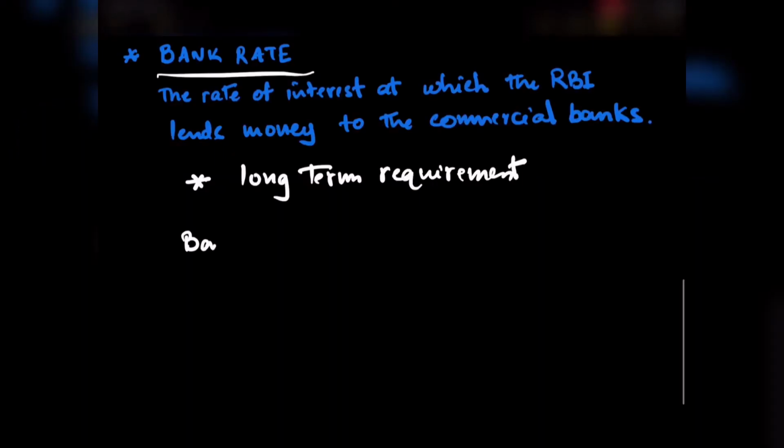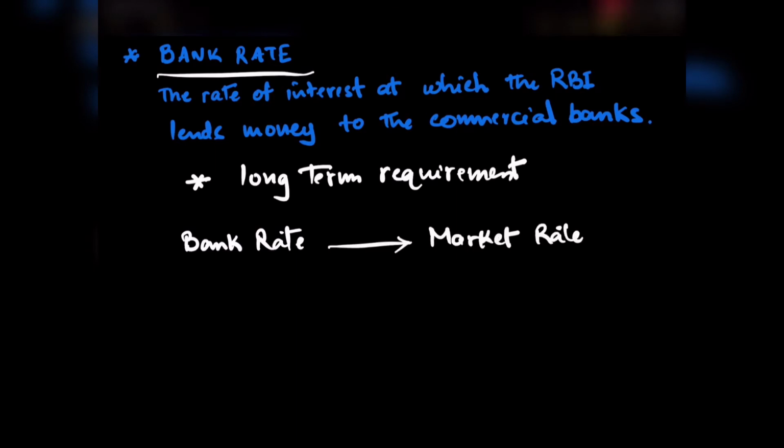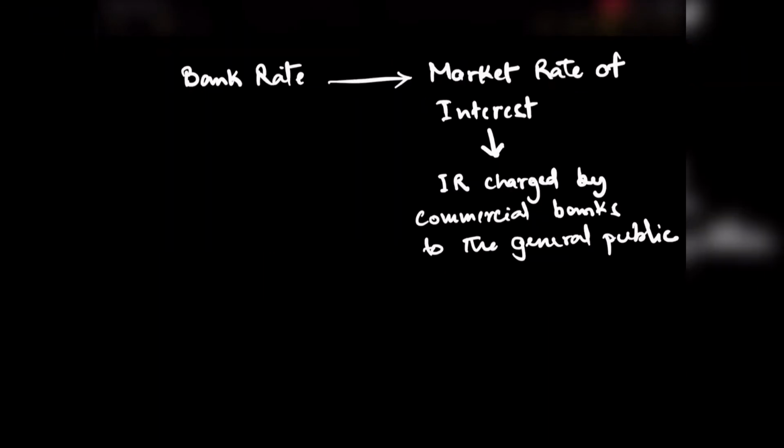And the bank rate influences the market rate of interest. Now this market rate of interest is the interest rate charged by commercial banks to the general public. The general public takes loans from the commercial banks. For taking the loan, they are going to be charged a certain interest rate, and that is known as the market rate of interest.